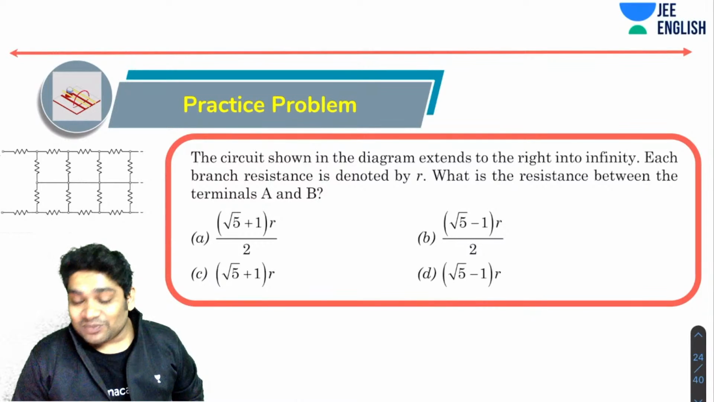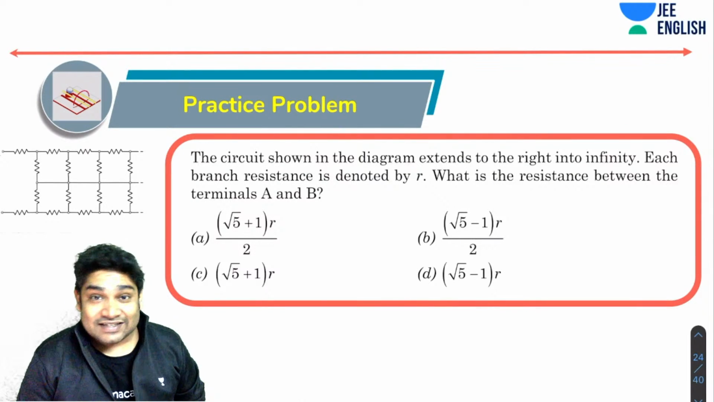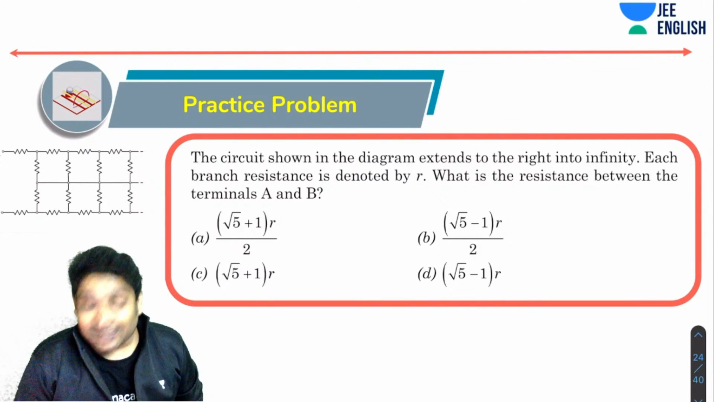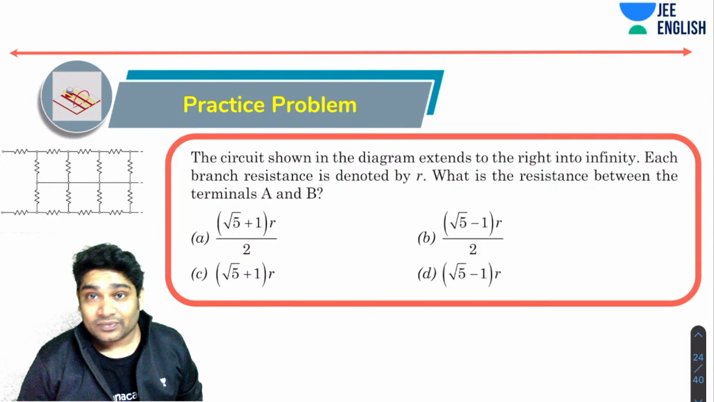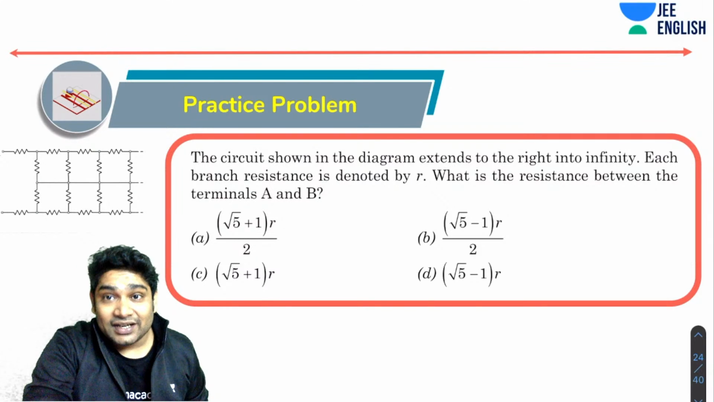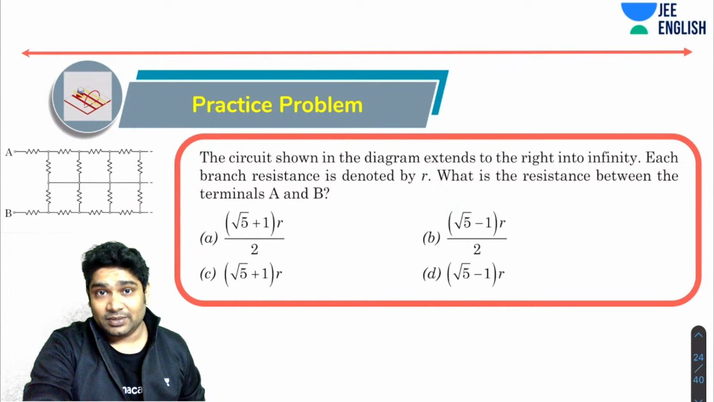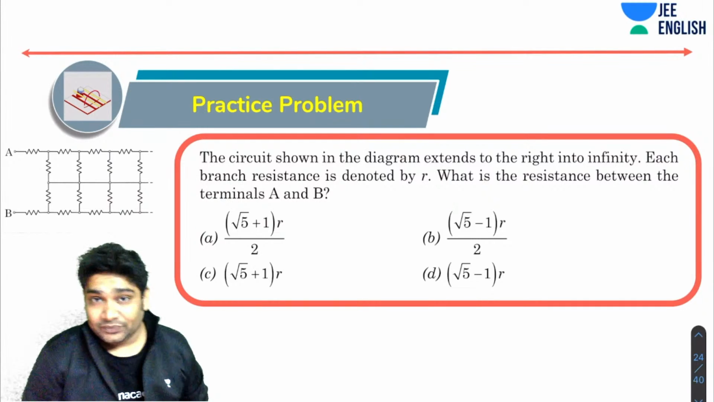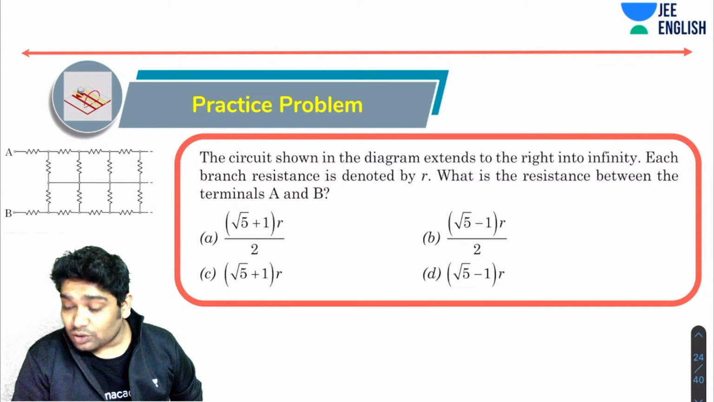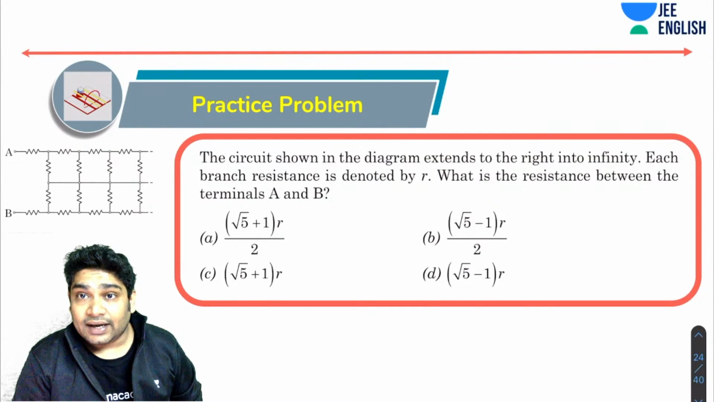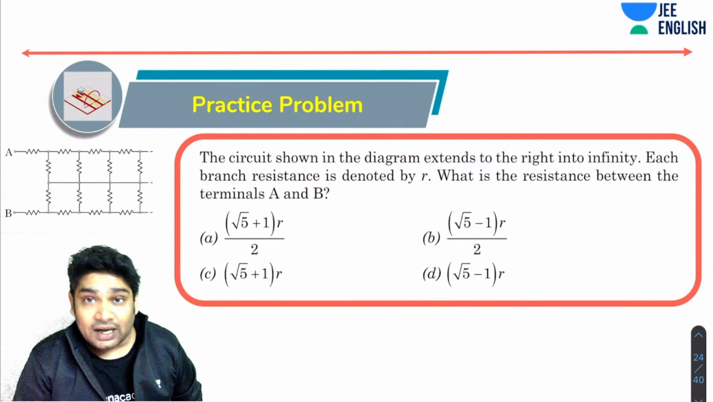All right, let's move on to the next one. Now, this is a very interesting one again. The circuit shown in the diagram extends to the right to infinity. Okay, so let's try and fit this in. Yes, this is much better. So you've been told that the circuit shown in the diagram extends to the right to infinity. Each branch resistance is denoted by small r. What is the resistance between the terminals A and B?